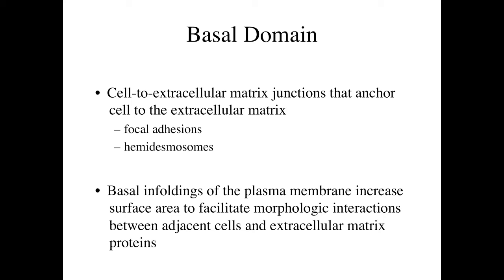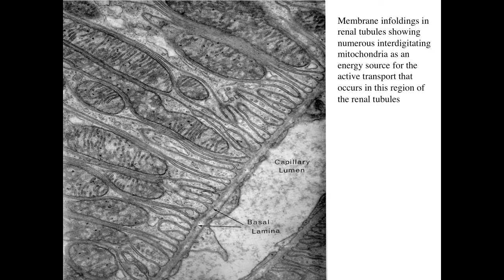Oftentimes you'll see basal infoldings of the plasma membrane to increase surface area, and this will facilitate morphological interactions between adjacent cells and extracellular matrix proteins. Sometimes you'll also see membrane infoldings to increase surface area depending on the physiologic function of the epithelium. So here, for example, in this electron micrograph, we show membrane infoldings in renal tubules, and we can see interdigitated mitochondria in these membrane infoldings, and this is very characteristic of cells that are involved in active transport, which of course occurs in some of the renal tubules. The mitochondria provide the ATP energy for active transport.